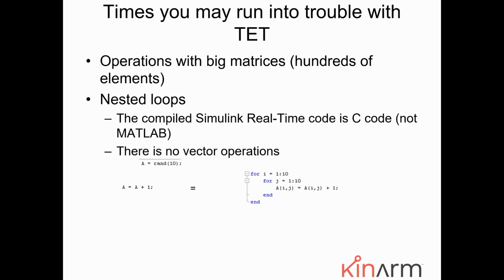It's a 10 by 10 matrix, and if you are in MATLAB, the code on the left will be faster than the code on the right. It won't just do element by element assignment, but that's not true in C. So if you write the code on the left, know that in Simulink real time, it is equivalent to the code on the right.